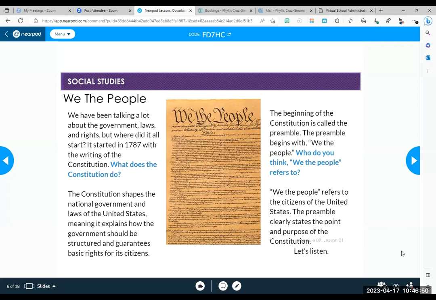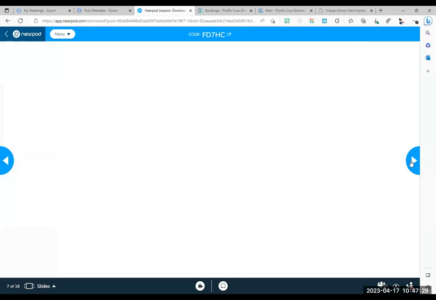Who do you think we the people refers to? Who is we the people? Carter, who do you think we the people are? Go ahead, Carter. All of us. Wow. Let's see what it says. I bet you're right. We the people refers to the citizens of the United States. Yes, all of us. Anyone who is a citizen of the United States is who it covers, we the people. The preamble clearly states the point and the purpose of our Constitution. Let's listen.